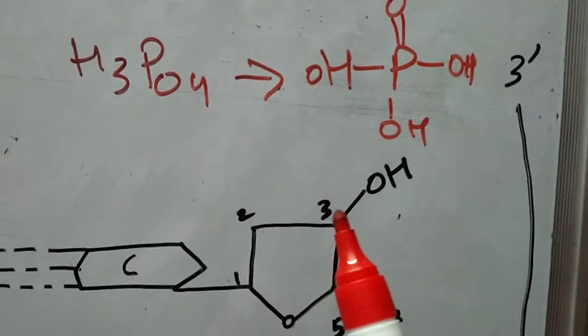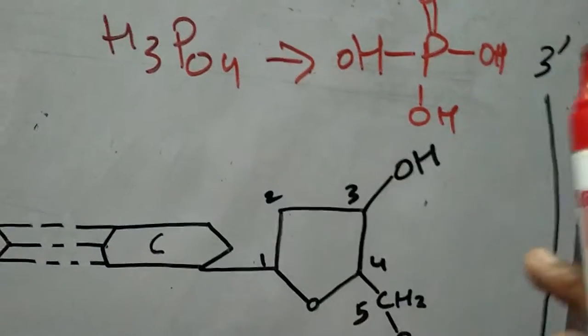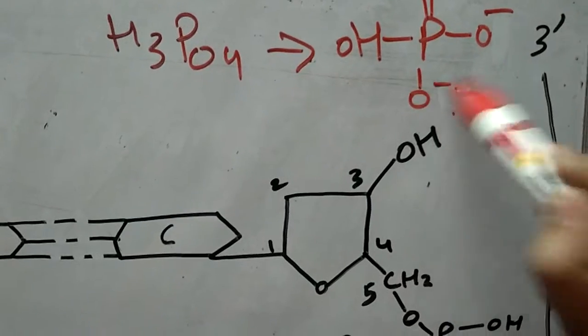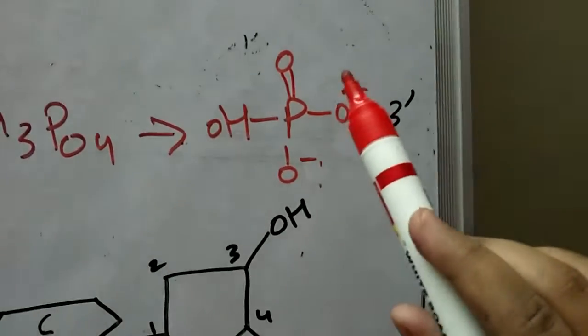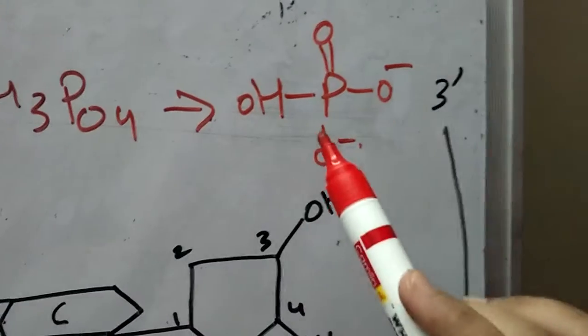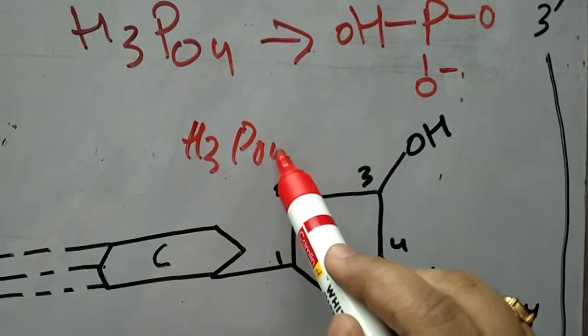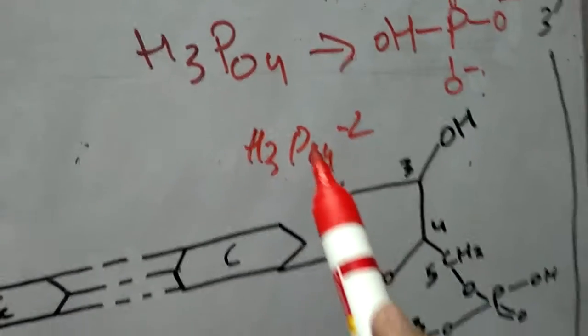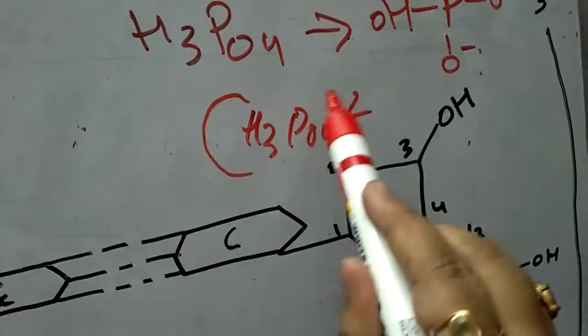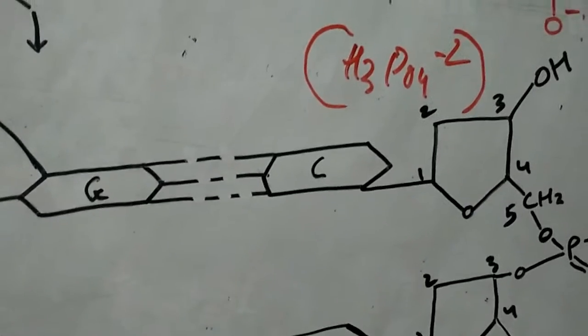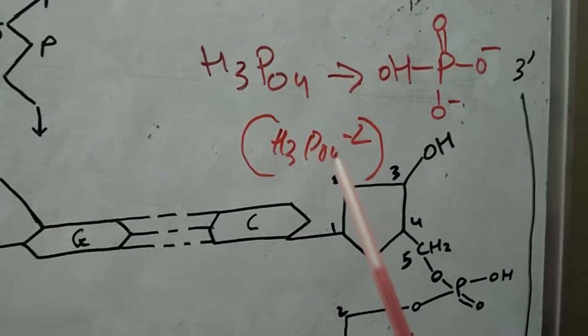But if you remove two hydrogens from here like this, then two negative charges will come on oxygen and we will have H3PO4 minus 2. And this is the actual group that we attach on carbon number 3 and also carbon number 5. So this is the phosphate group, H3PO4 minus 2.